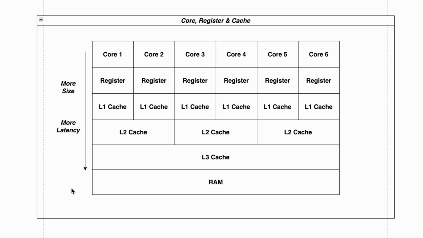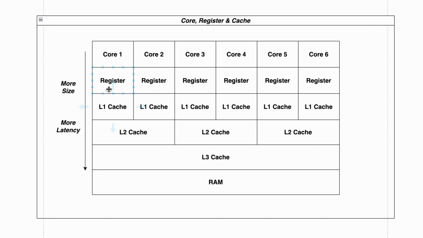When we go farther from the core towards the RAM, the latency and memory size increases. So RAM would be of larger size as compared to L3 cache. L3 cache would be of larger size as compared to L2 cache, and likewise register is the one which has the least amount of storage capacity.